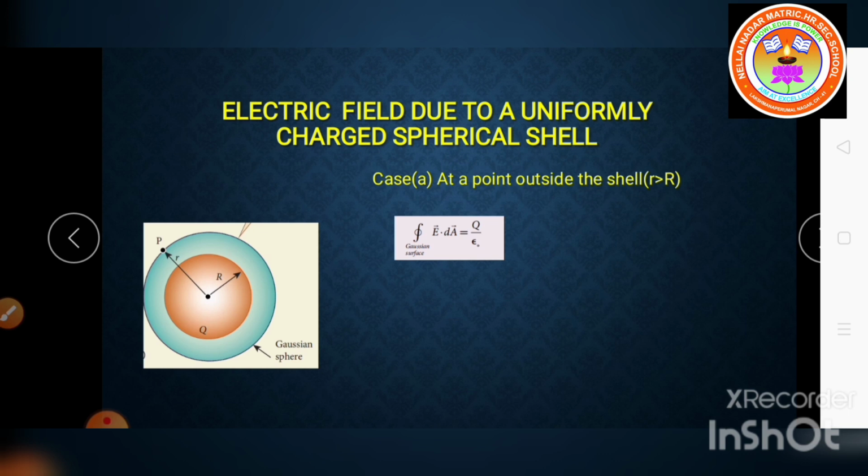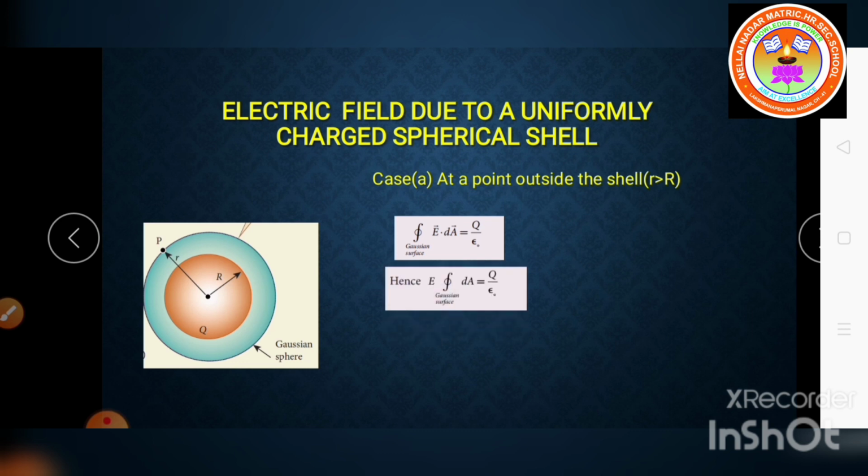Listen, children. On the spherical surface, all the points are at equal distance. So the magnitude of E vector is also the same at all points due to the spherical symmetry of the charge distribution. Over the sphere it is equally distributed, so the electric field is acting in an outward direction and the magnitude is also the same.